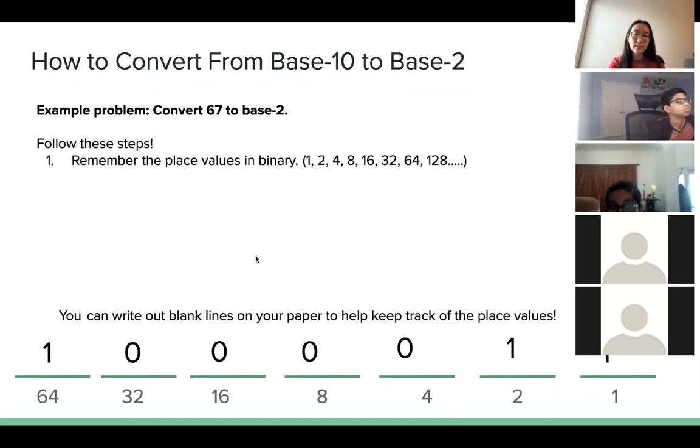So first, we need to remember the place values in binary. So that's going to be like 2 to the 0, to the first, to the second. And if we write them out, they're going to be 1, 2, 4, 8, 16, 32, and so on.